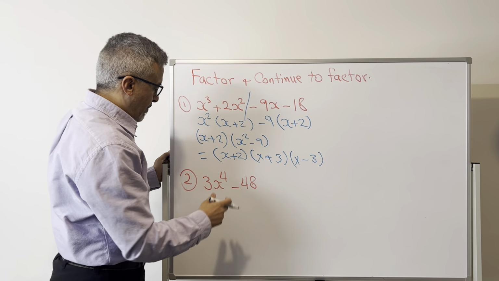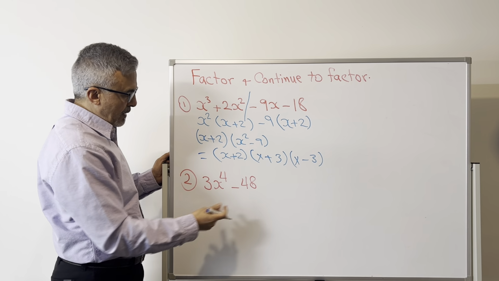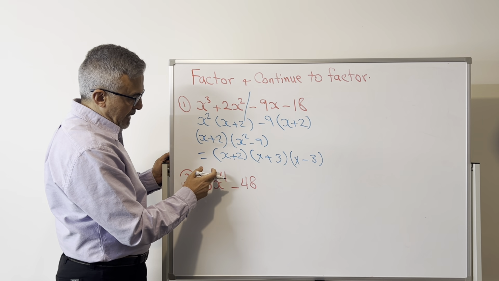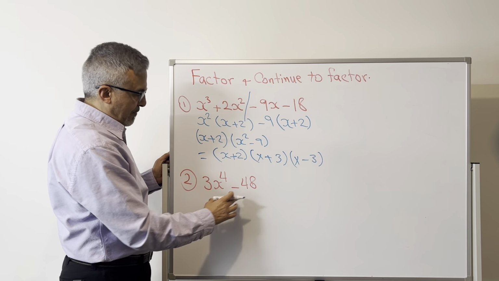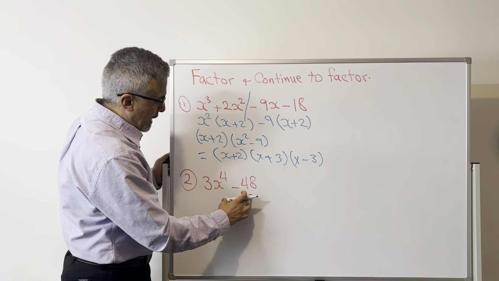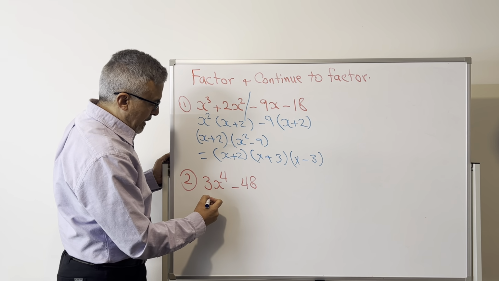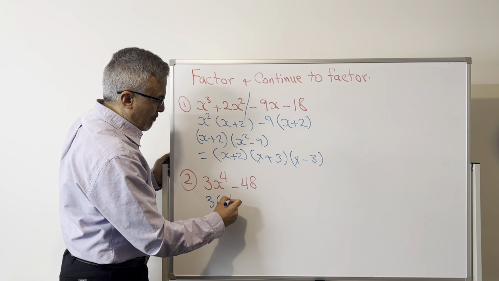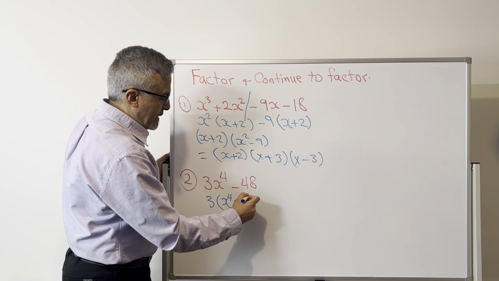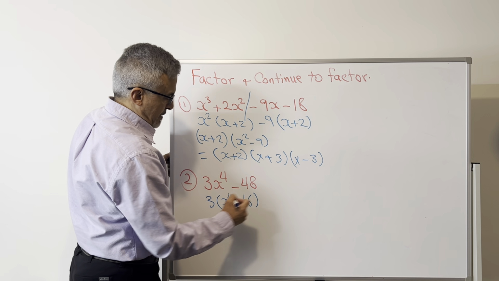That's done. Now how about this? This one is of degree 4 and has a 3 in front of it. Is it the difference of squares? Not yet. But if I take out 3 as the greatest common factor, then I end up with x to the 4 minus 16.